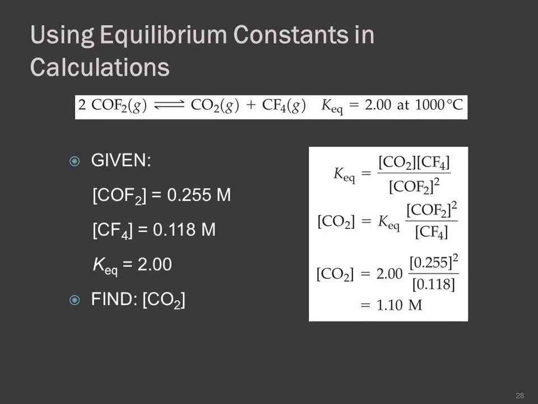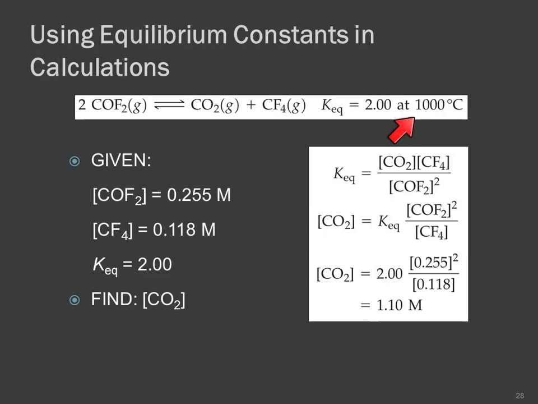So let's pick up here. We were talking about equilibrium constants and equilibria in chemical equations. So here we have an example of an equilibrium reaction. The double-headed arrow means that the reaction goes in both ways. KEQ is the equilibrium constant.